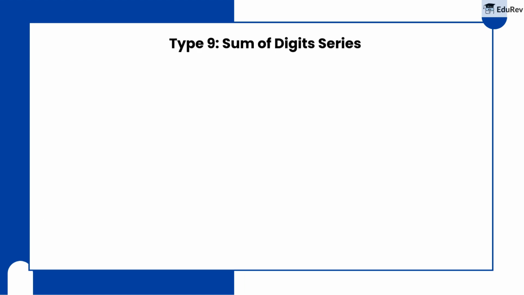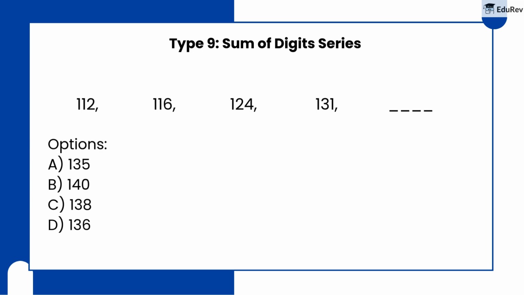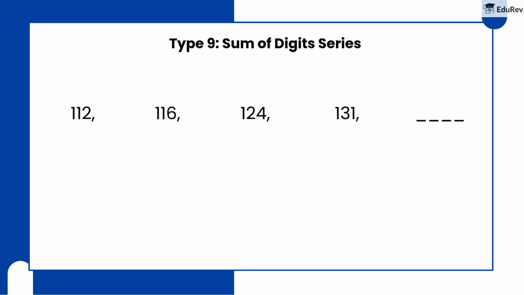Type 9, sum of digits series. Series is 112, 116, 124, 131, blank. Here are the options. Let's figure this out. The difference series is 4, 8, 7. This seems completely random and tells us we need to think outside the box. The pattern must be unconventional. Let's try a weird rule. What if the operation depends on the digits of the number itself?